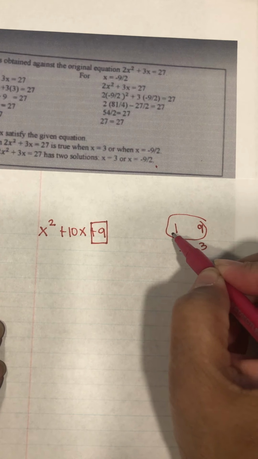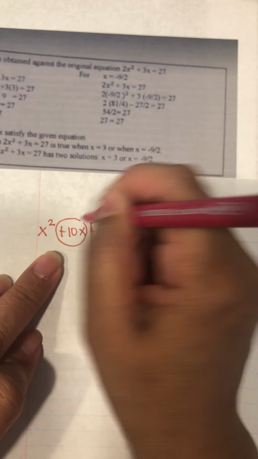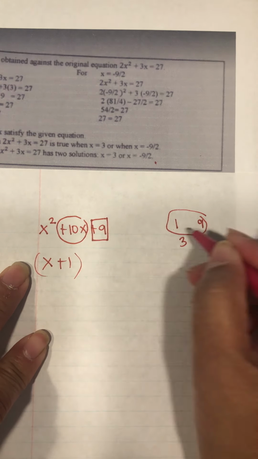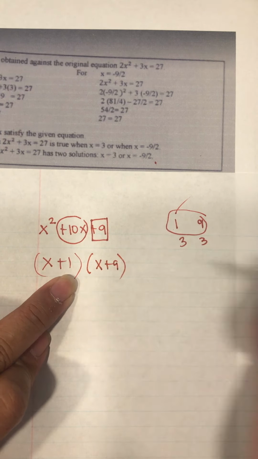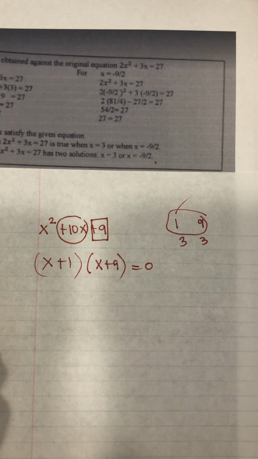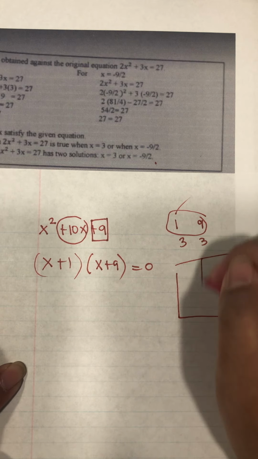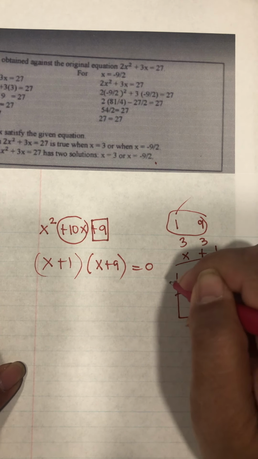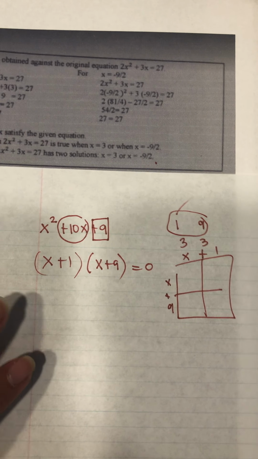Now you see that positive 1 and 9 will make 10. That is your middle term. So what we're going to do is simply x plus 1 times x plus 9, and then everything has to be equated to 0. All right, so now let's check this one. Let's check using our square or FOIL if you want. I don't know which one you are comfortable with, or if you're not even familiar with FOIL.